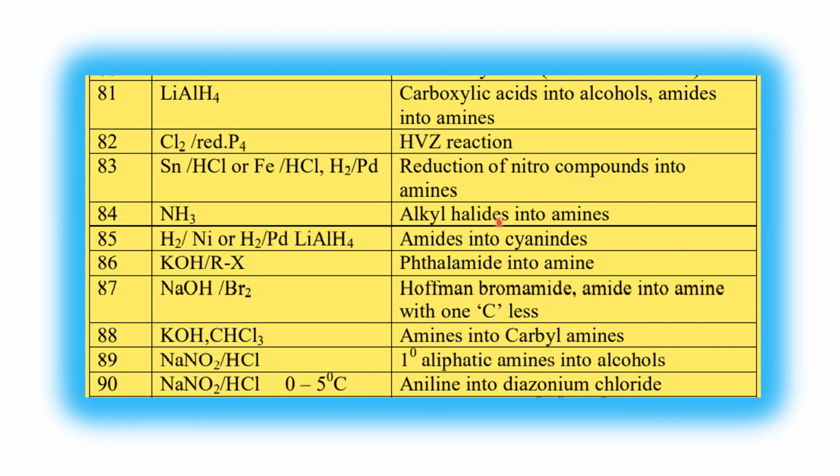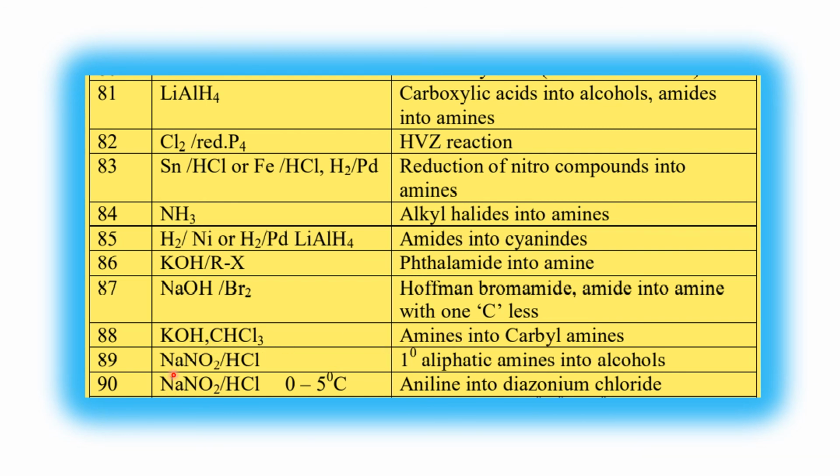Ammonia with alkyl halide gives amines. Hydrogen with nickel or palladium, or LAH, converts nitrile into amine. Potassium hydroxide in the presence of alkyl halide converts phthalimide into amine. Sodium hydroxide with bromine is the Hofmann bromamide reaction, that is amide into amine with one less carbon. If the amide has 4 carbons, the resultant product will have 3 carbons. Potassium hydroxide and chloroform converts amine into carbylamine.